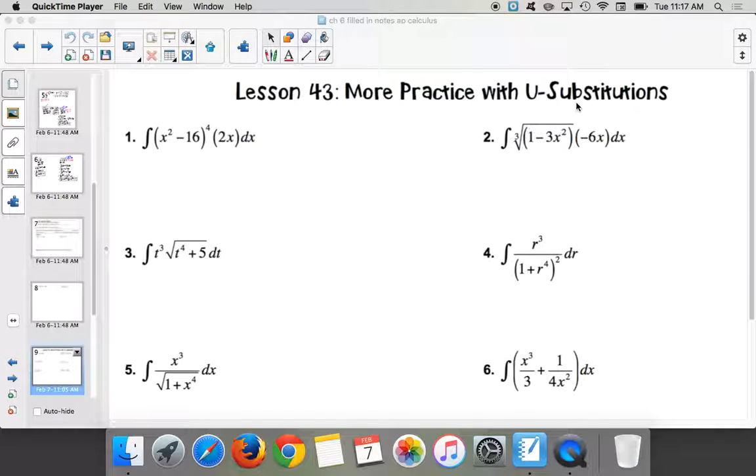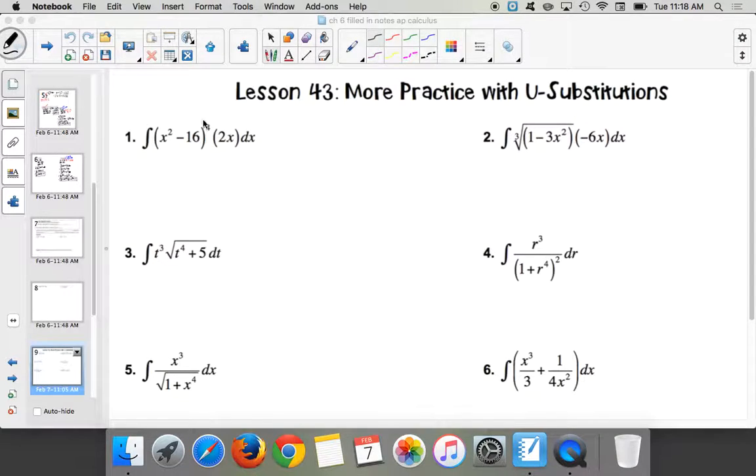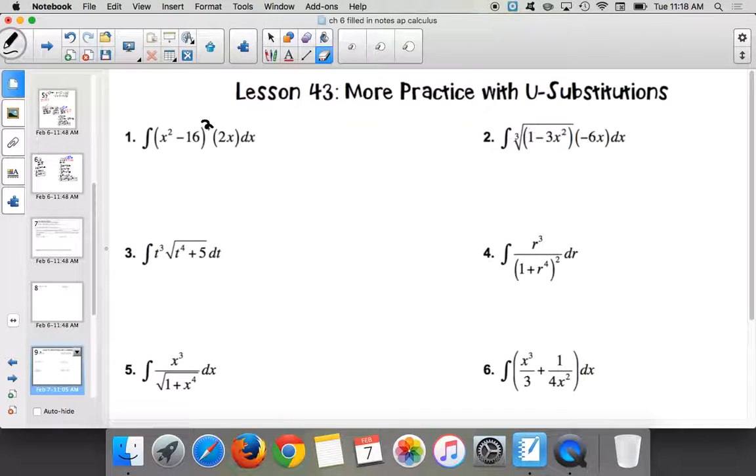So number one, I have x squared minus 16 raised to the fourth times 2x dx. Anne texted me last night and said, on the instructions it said sometimes you can use U-substitutions, but if it's easier to not use it, then don't. So how do I know which ones are easier to not use U-substitutions on? If this had been something like a squared power, I would probably just go ahead and FOIL it out and then do the antiderivative that way.